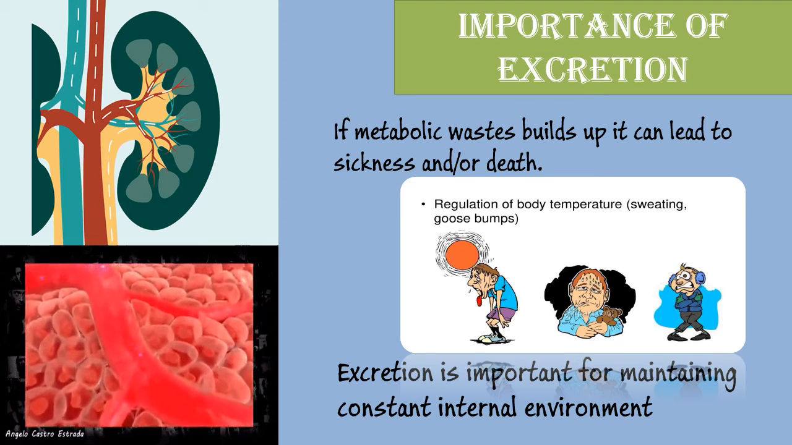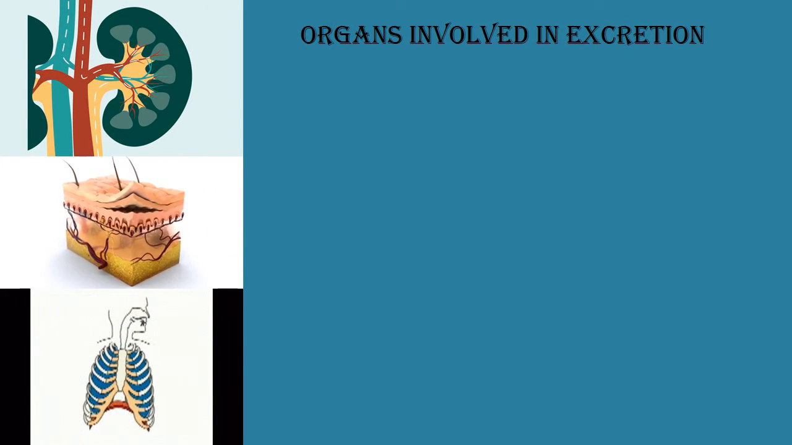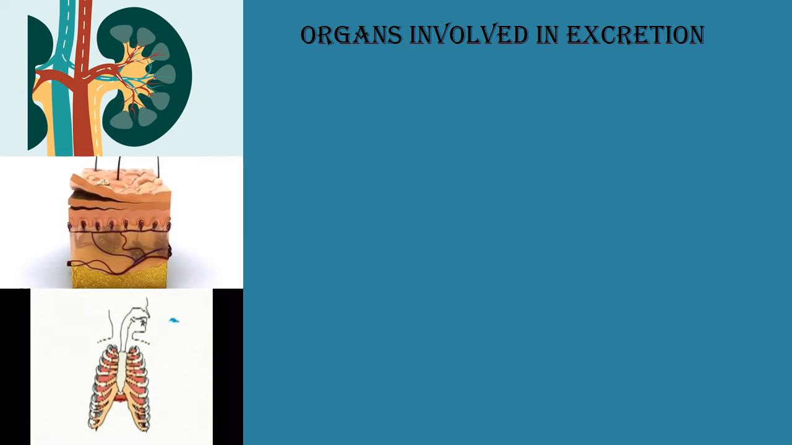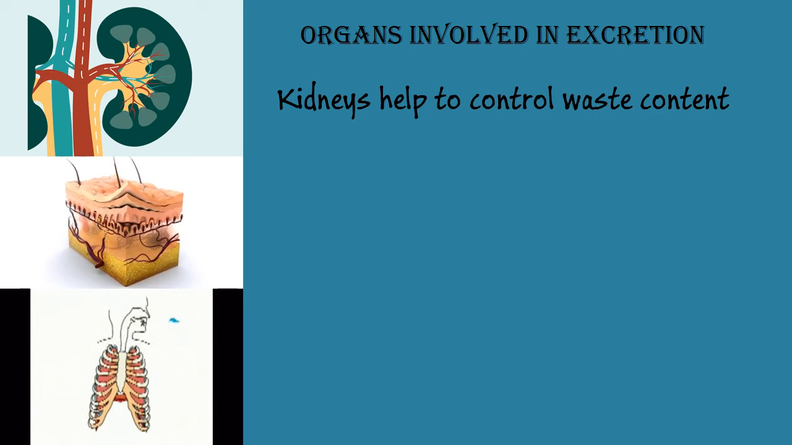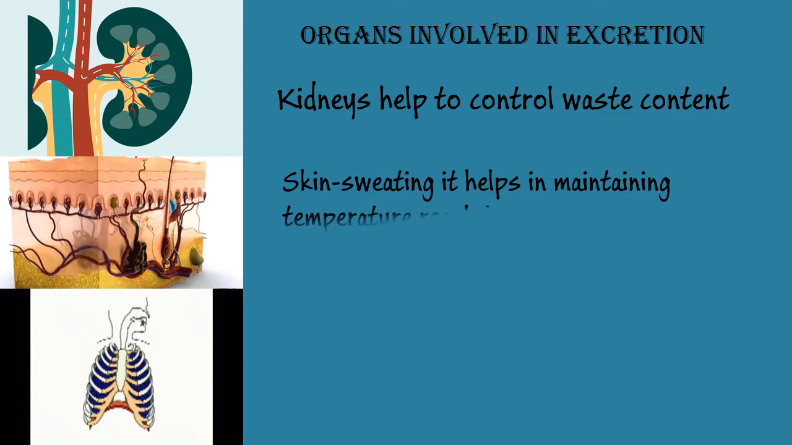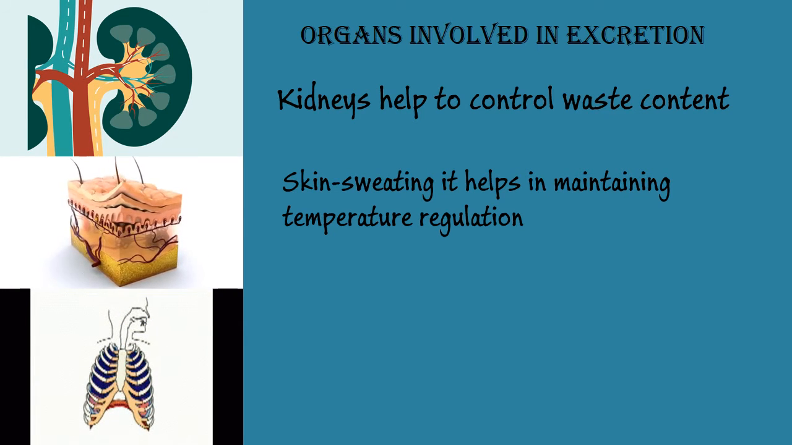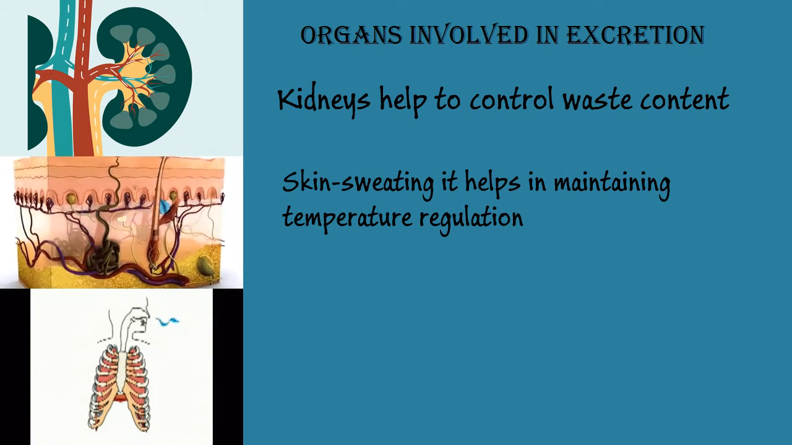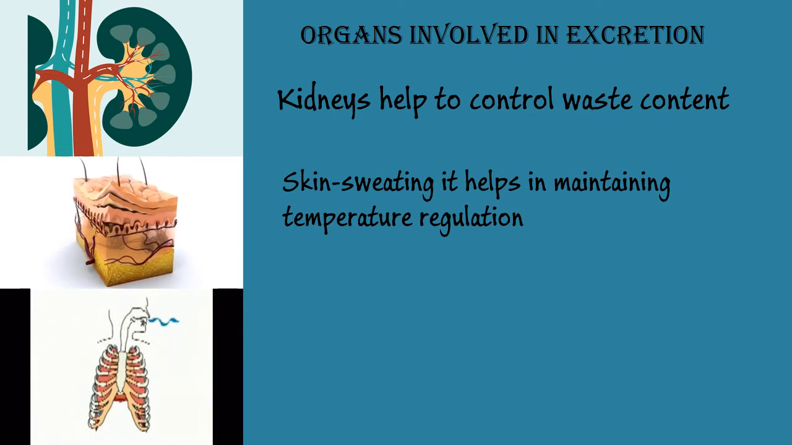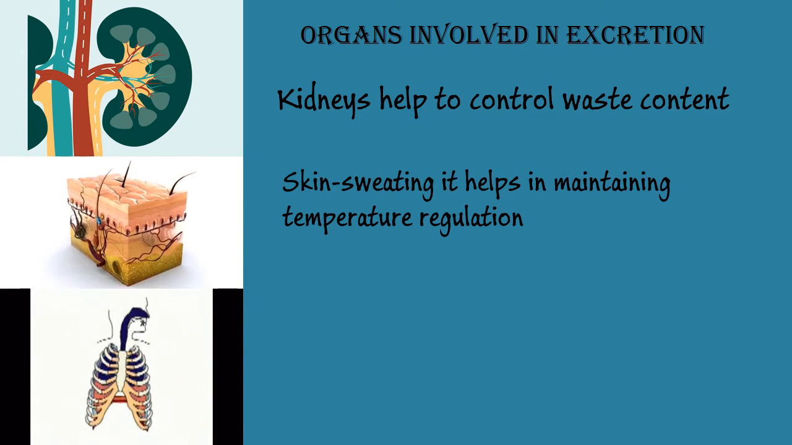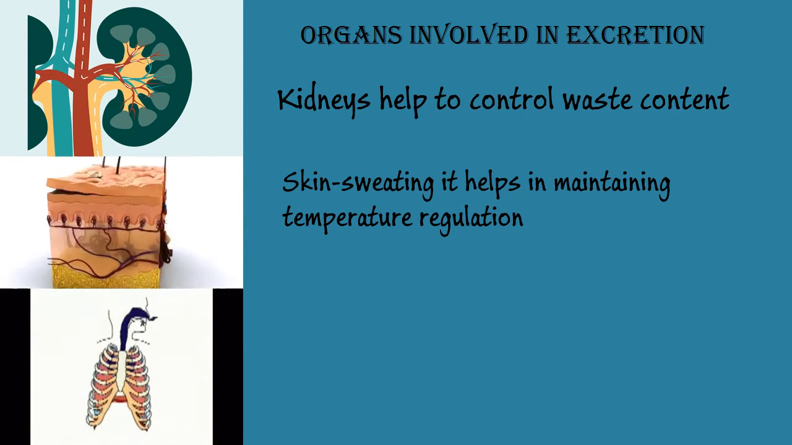Now, students, some organs. The organs of excretion are crucial for this. So, the kidneys help to control waste content. The skin, through sweating, helps in maintaining temperature regulation. The skin forms a continuous covering over the surface of the body. It regulates the body temperature and also removes waste material in the form of sweat.